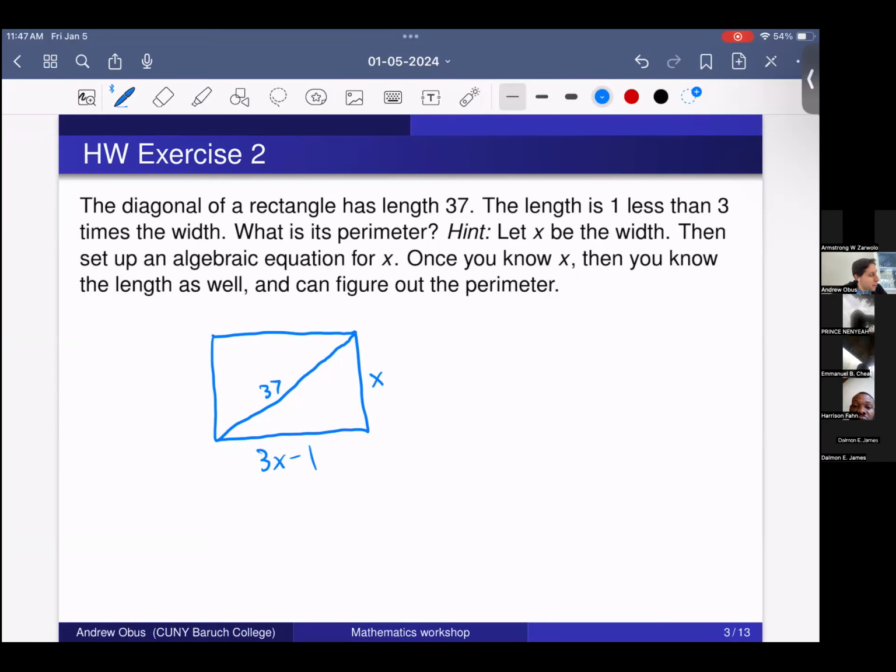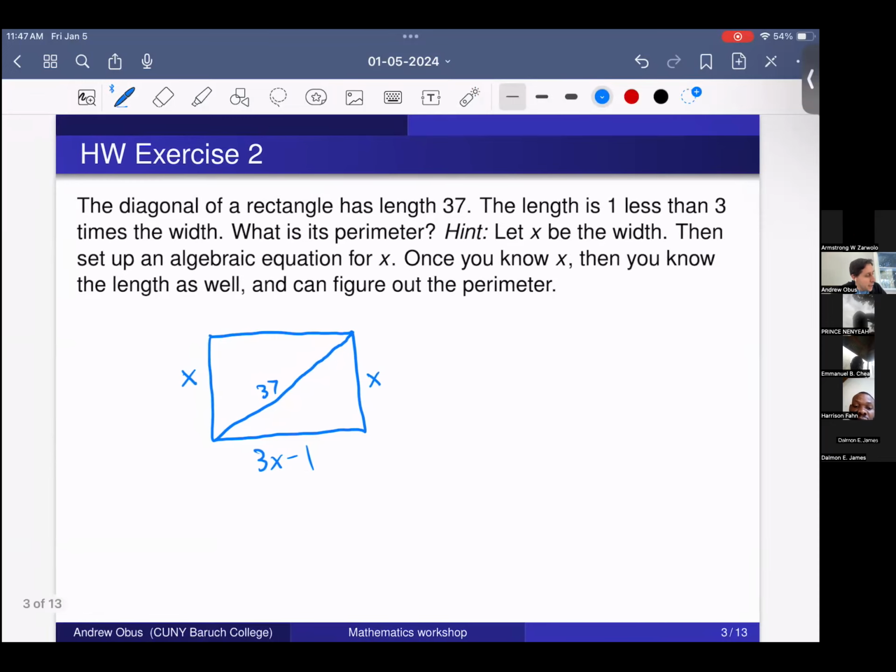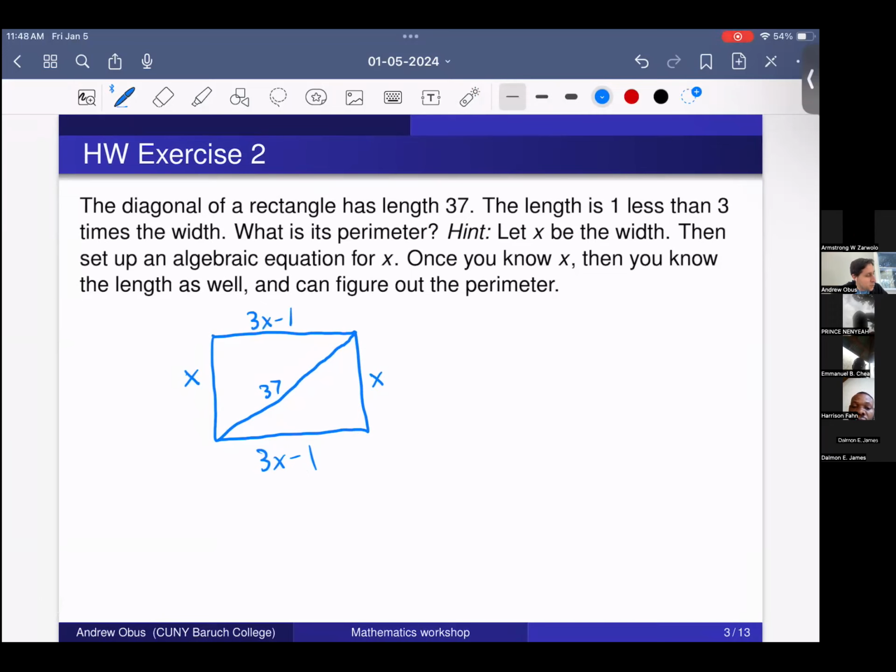And we're asked to find the perimeter. And so the perimeter, right, is the sum of all 4 sides. And since this is a rectangle, that means that this side here is also x, and this side here is also 3x minus 1. Right? So now we need an equation that's going to let us solve for x.